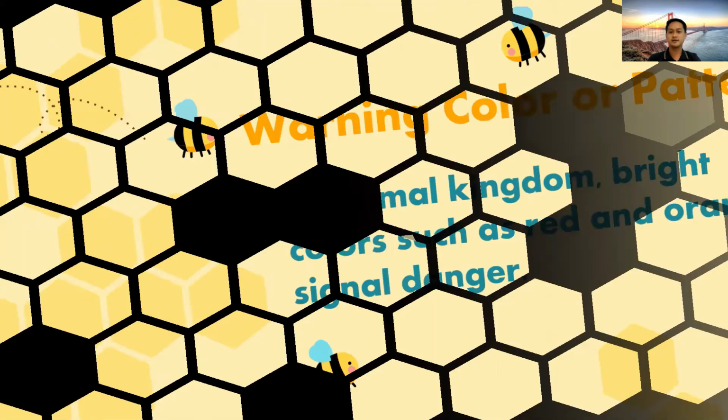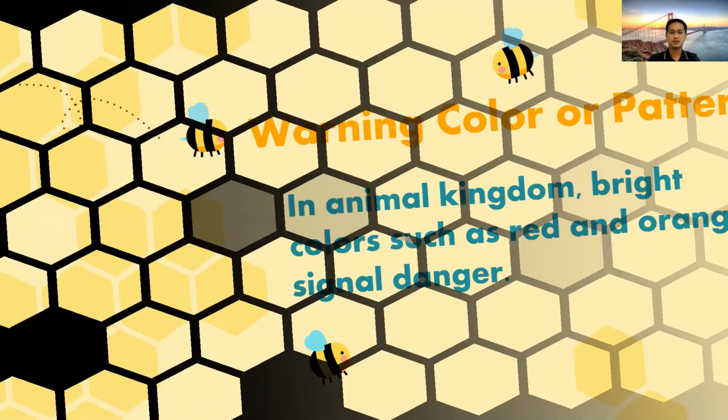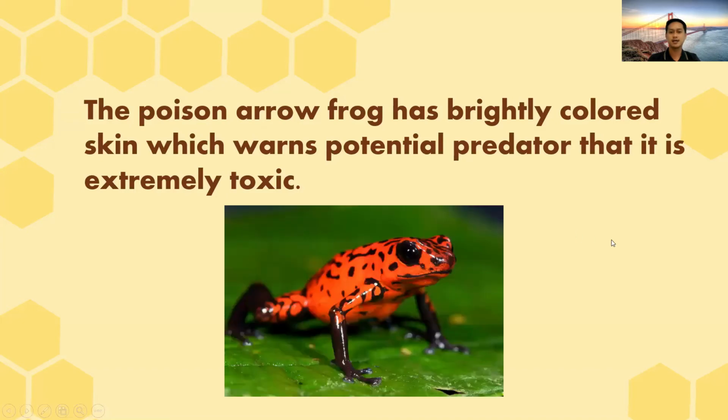So, warning color or pattern. In the animal kingdom, bright colors such as red and orange signal danger. The poison arrow frog has brightly colored skin, which warns potential predators that it is extremely toxic. This is a poisonous frog. It is colored orange. If it's a bright color, it means danger.